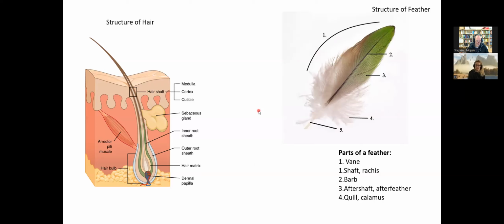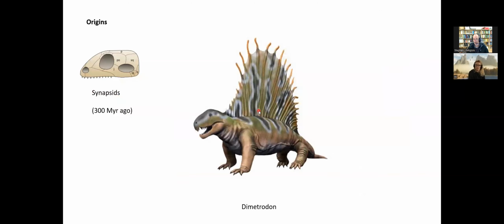So let's take this a little bit further and talk about the origins of hair. This is a familiar organism to anybody who collected dinosaur toys as a child. This is Dimetrodon.